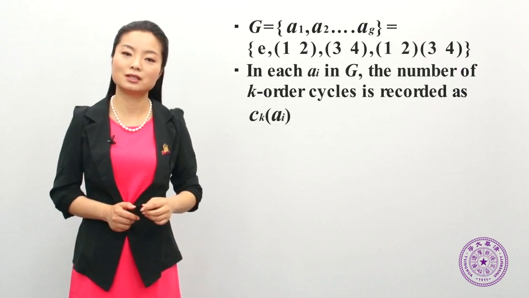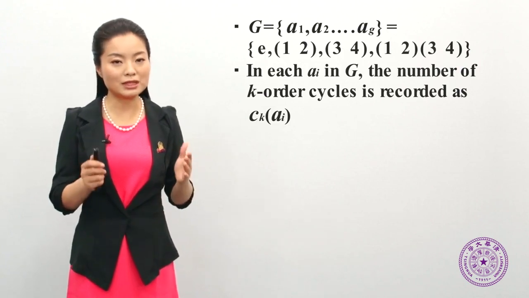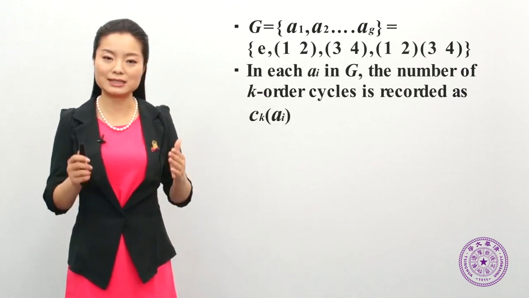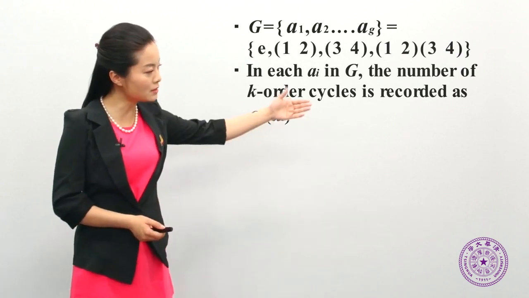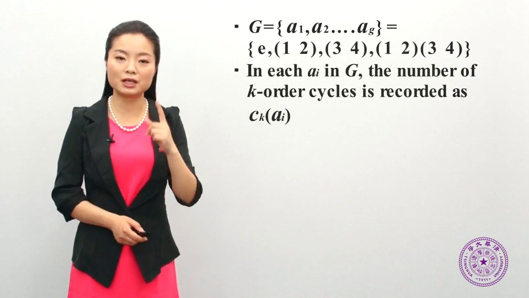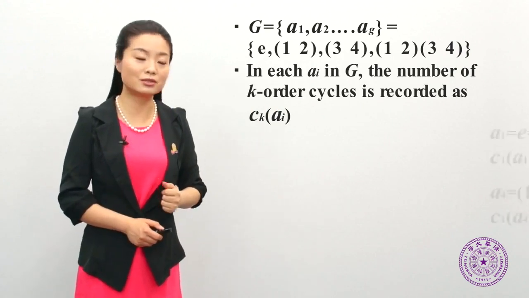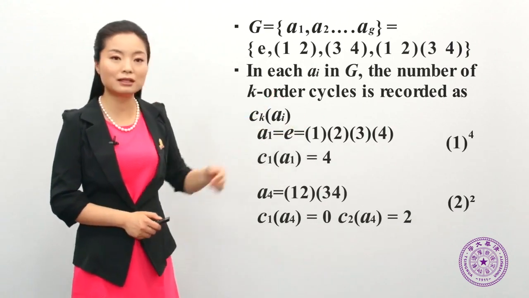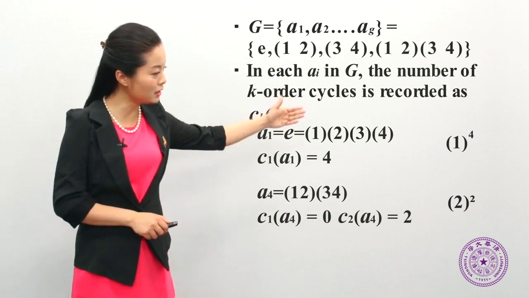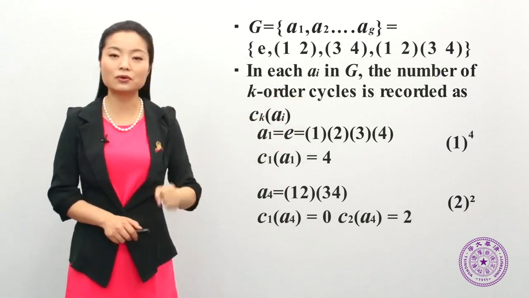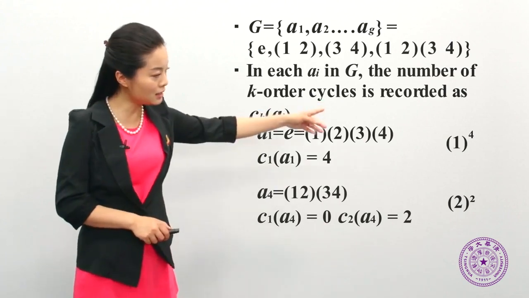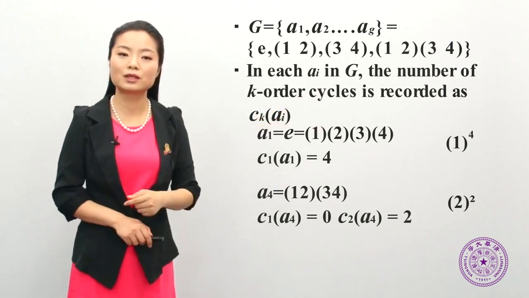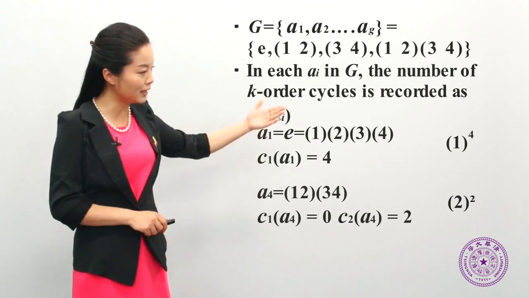Let's analyze the related concepts. First, each permutation can be represented using cycles. How many elements are there? To record the structure, we will notice it as a conjugacy class form. Then, we will use Ck(ai) to represent how many k-order cycles there are. For example, over here, the first one, the identity, has 1, 2, 3, 4. In total, there are four one-order cycles. Then we write it as the number of one-order cycles contains 4.